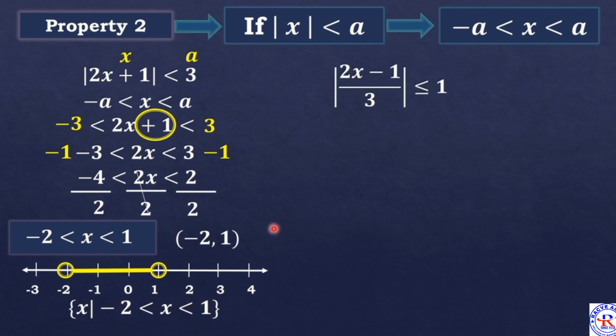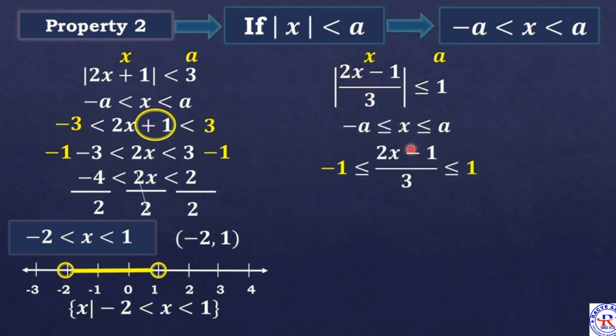So, what if fraction? So, meron tayong fraction. So, first, identify the x and a. So, ito yung x, yung nasa loob ng absolute value. This is your a. Okay? So, following this pattern, ito po yung susundan natin. So, your x is, kung ano yung nasa loob ng absolute value mo, that is 2x minus 1 over 3. Okay? And then, this is negative a, so ang a mo ay 1. So, negative 1. Ito ay a, so 1 naman dito sa kabila.